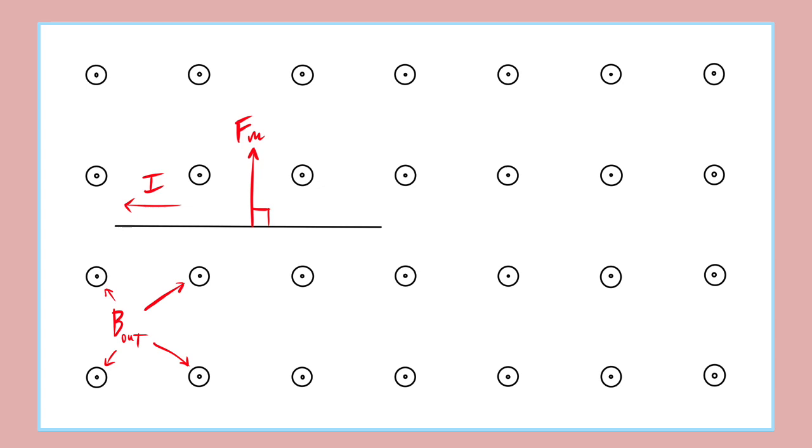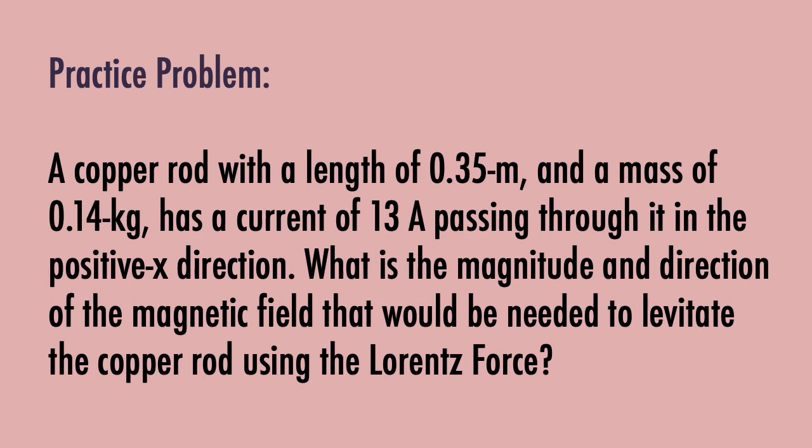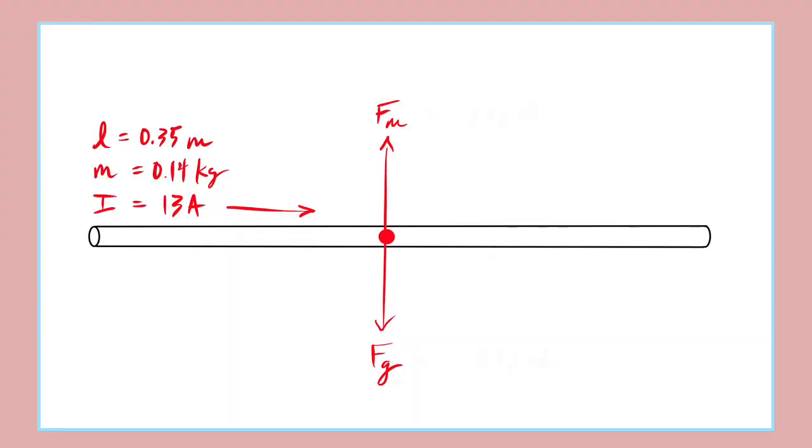Now let's look at a fairly difficult practice problem. Please pause the video and read the prompt. So the minute we hear levitate, we need to think static equilibrium. Or in other words, we need to balance the forces on the rod. We know that gravity is pulling downward on the rod, so my Lorentz force must be upward in order to achieve levitation. That is our starting point.